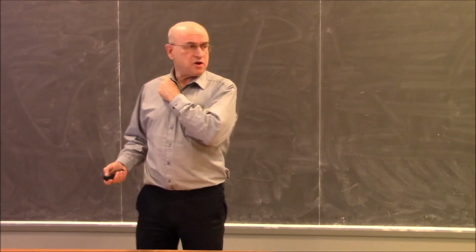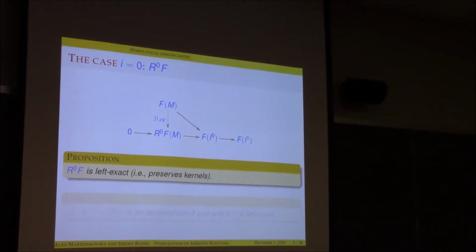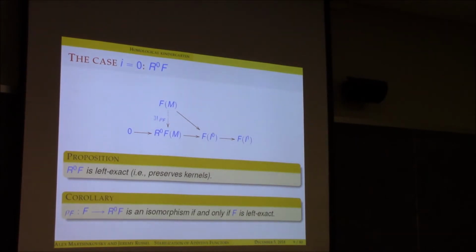And a similar argument applies to right-derived functors. The zeroth right-derived functor is always left exact. That means it preserves kernels. And as a consequence, you see that the natural transformation from the functor to its zeroth right-derived functor is an isomorphism if and only if the functor is left exact. That's the case with the Hom functors.